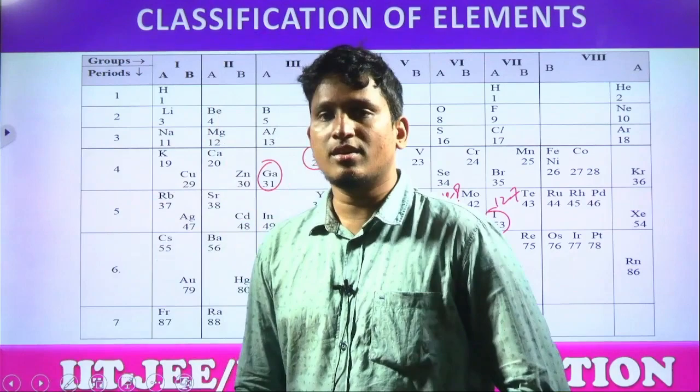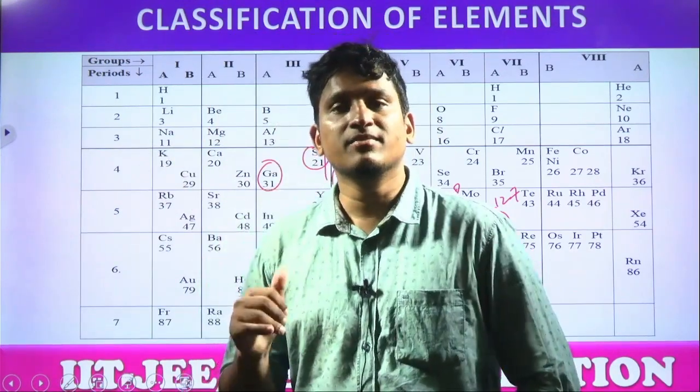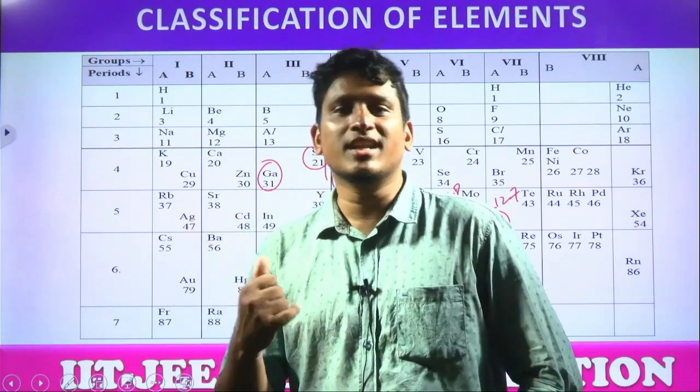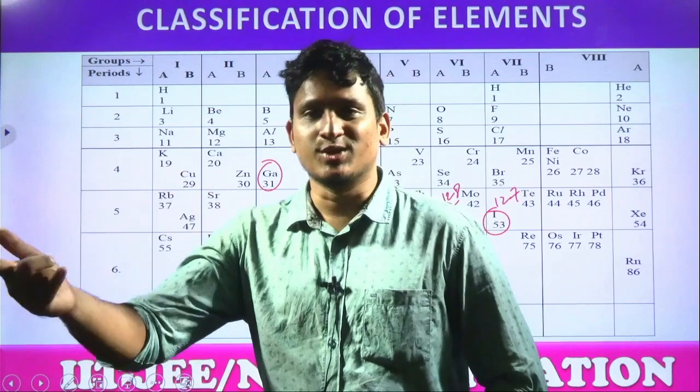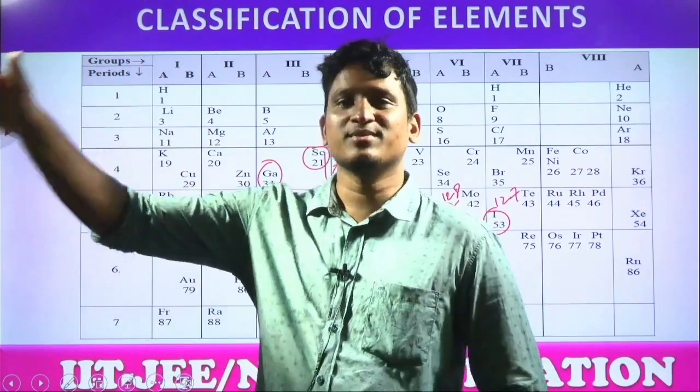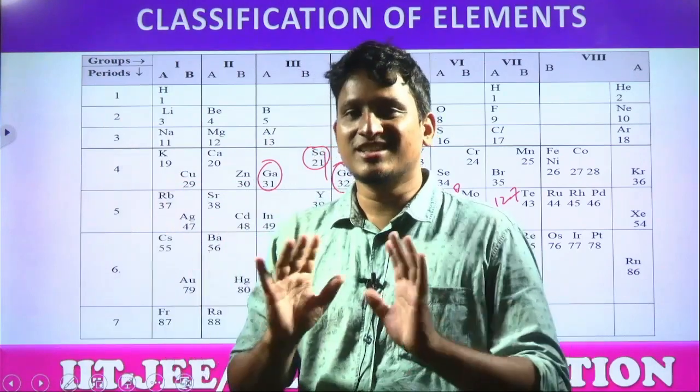And how did Mendeleev classify the elements? Based on the increasing order of atomic masses. First hydrogen, next helium. Why helium? After hydrogen, next deuterium is there, next tritium is there, next helium. Helium isotopes. Next lithium, lithium isotopes. Next beryllium, beryllium isotopes. Next boron. This is how he had to classify.